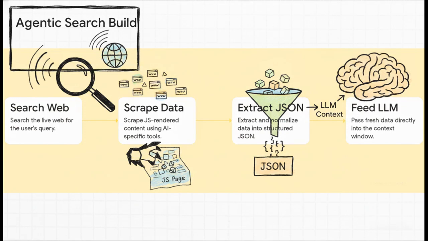So if you're building this out, here is your golden path, the reliable 4-step execution for a web-connected agent. First, the agent searches the live web for the query. Second, it scrapes the required pages using those AI-specific tools to render the JavaScript. Third, it extracts and normalizes that messy data into clean JSON or Markdown. And finally, step 4, it passes that fresh, AI-ready data directly into the context window.